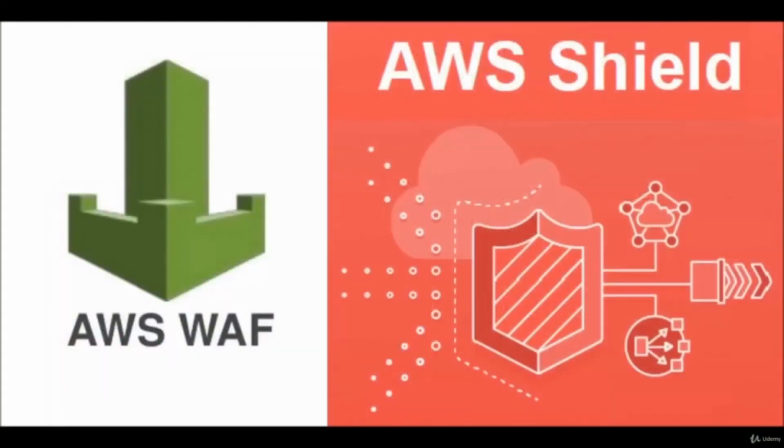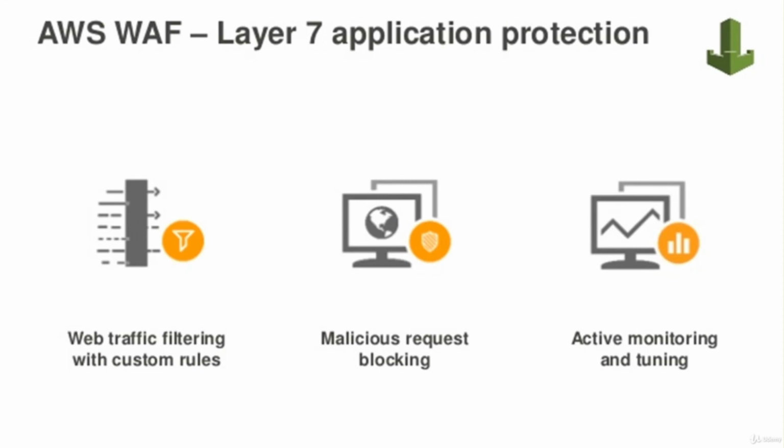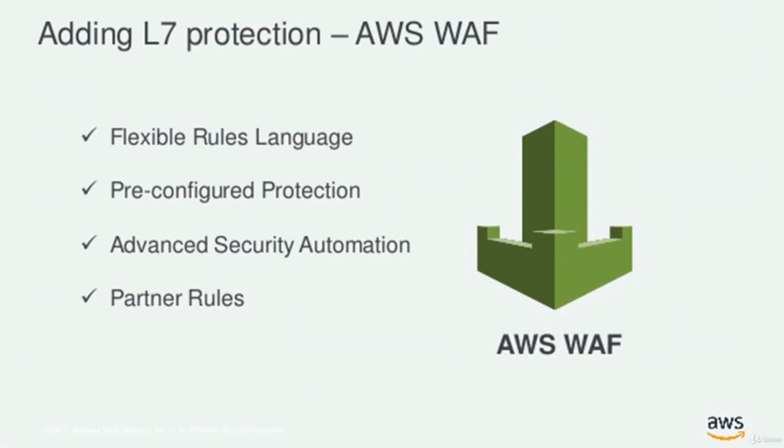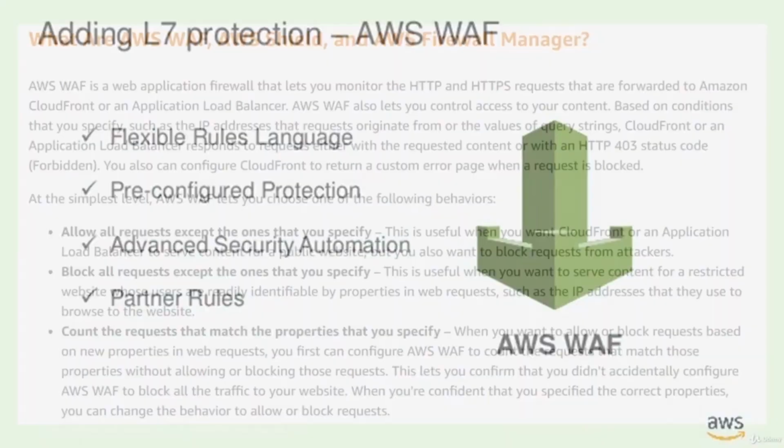AWS WAF and AWS Shield are services that are a part of the physical and technical security of your cloud instances running out there. With WAF, you get layer 7 application protection for web traffic filtering with custom rules. You have malicious request blocking. You get active monitoring and tuning service at your hand. These rules could be flexible, pre-configured protection, and advanced security automation. You can add partner rules with WAF.